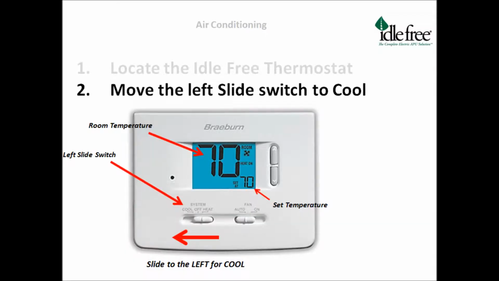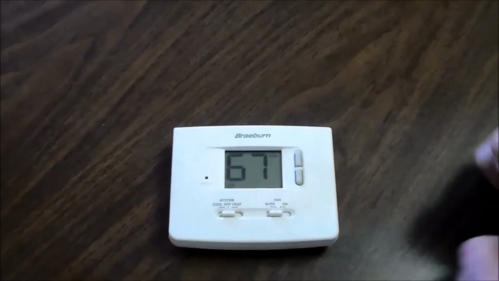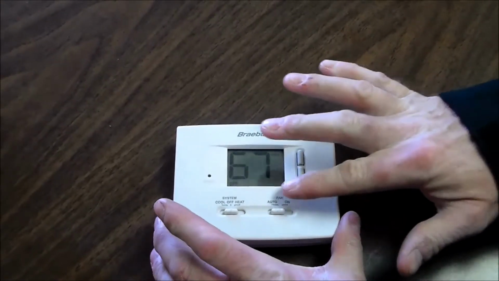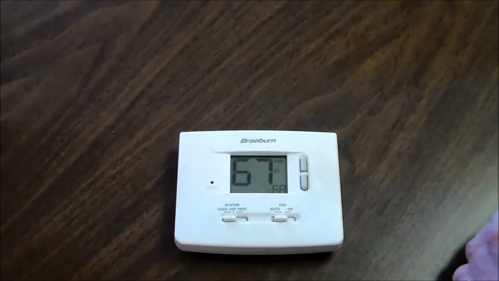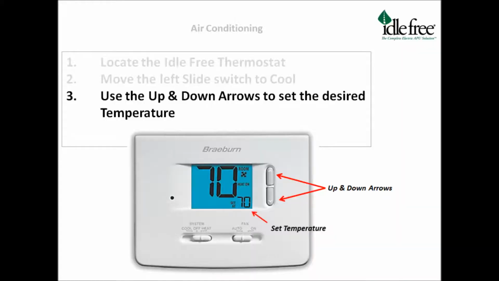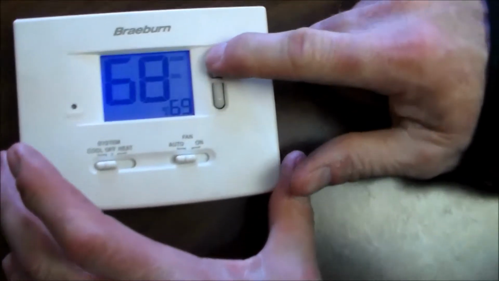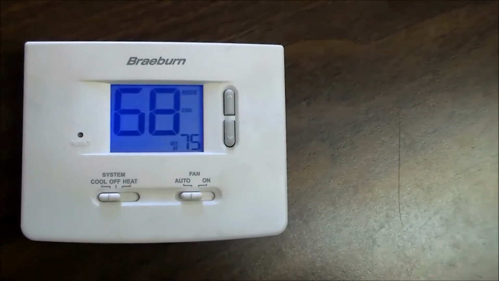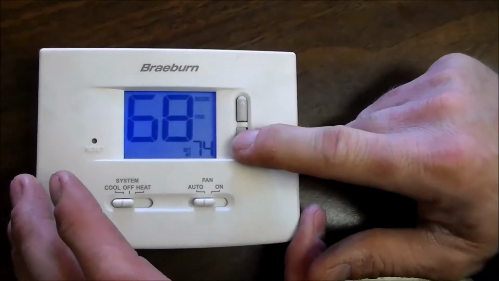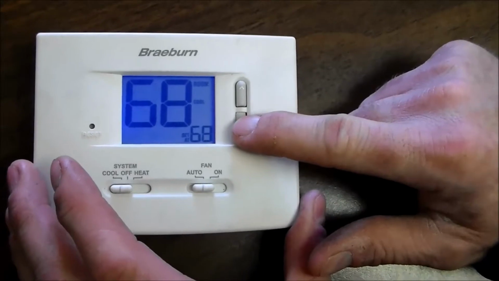To set the thermostat to cool, move the slide switch from off to cool, or from heat to off to cool. The slide switch needs to be moved to the left. Move the up arrow to increase the set temperature to a higher temp, and move the down arrow to move it down. The minimum that you can set the temperature for in air conditioning is 68 degrees.